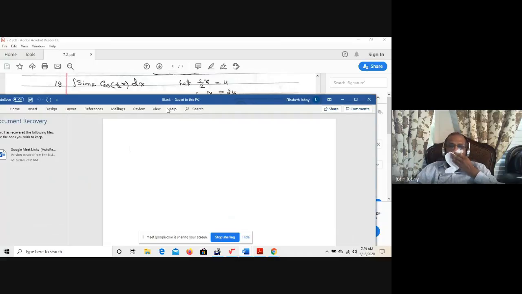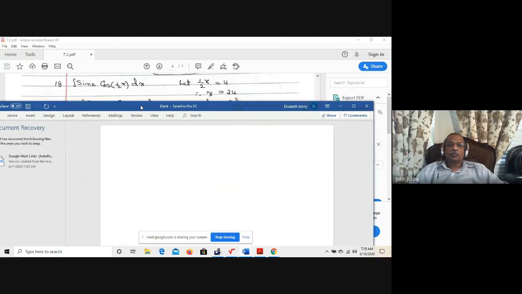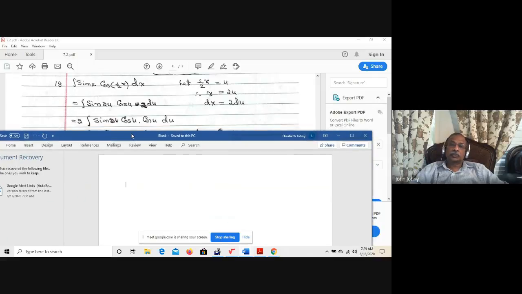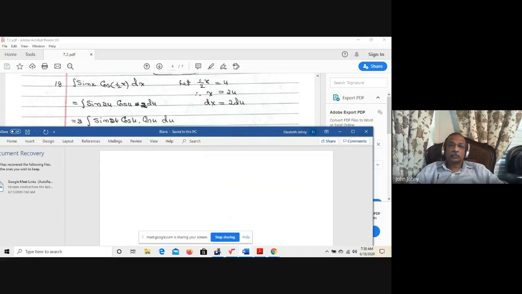Number 18. Integral of sin x times cos of x over 2 dx. You substitute 1 half x equal to u. 1 half x equal to u means x is equal to 2u. Therefore, dx is equal to 2 du. And so sine x, that means sine 2u, cos u, times 2 du. Now you use another trig identity, sine 2 theta is 2 sine theta cos theta. So you have a 2 here, this 2 is pulled out.